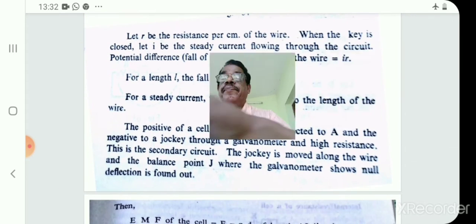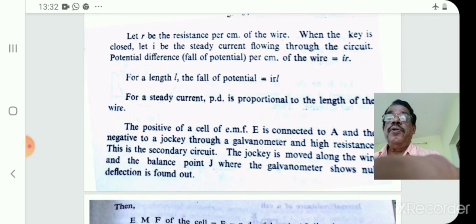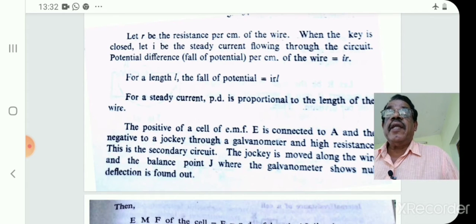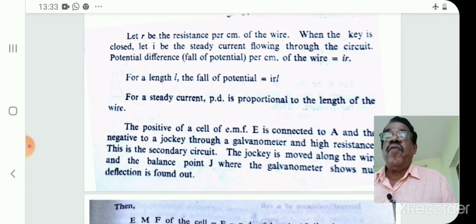Next, the principle of potentiometer. Let R be the resistance per centimeter of the wire. When the key is closed, let I be the steady current flowing through the circuit. The potential difference per centimeter of the wire is IR. That is Ohm's law. I is the current. If R is resistance per centimeter, the PD per centimeter is IR. For a length L, the potential is IRL. For a steady current, PD is proportional to the length of the wire.